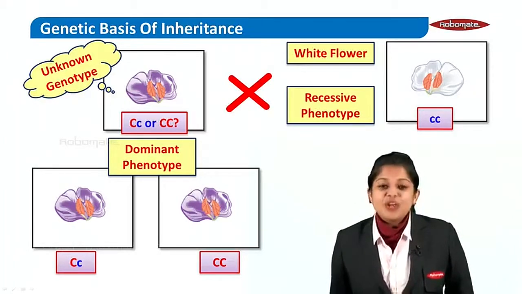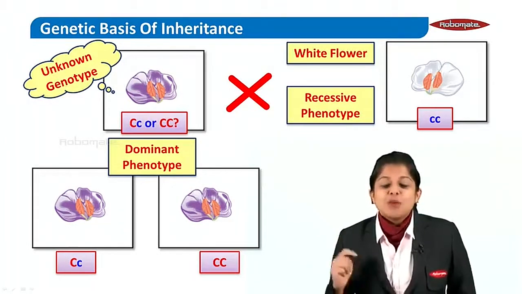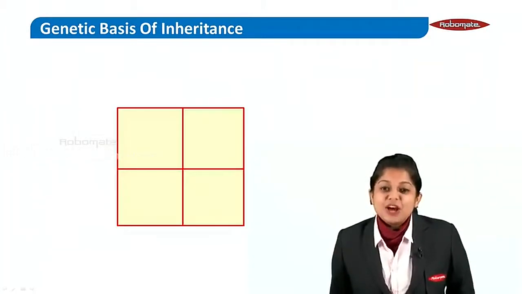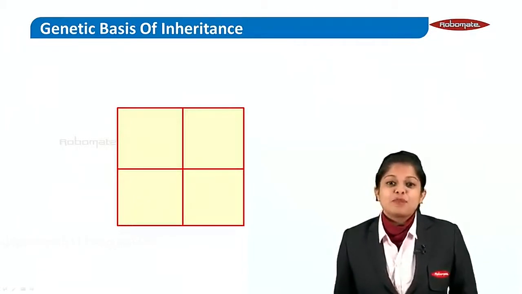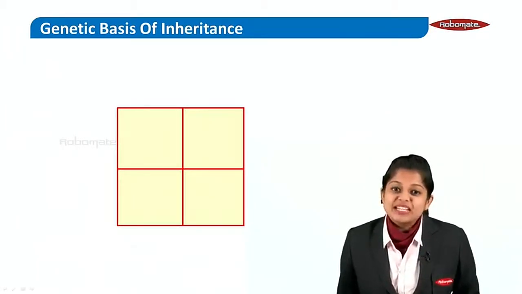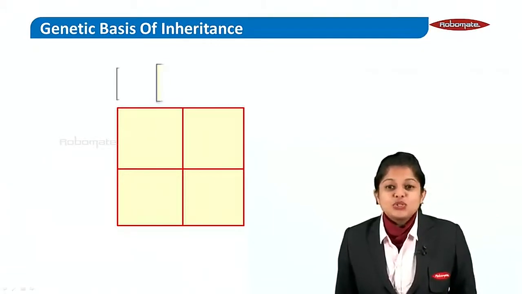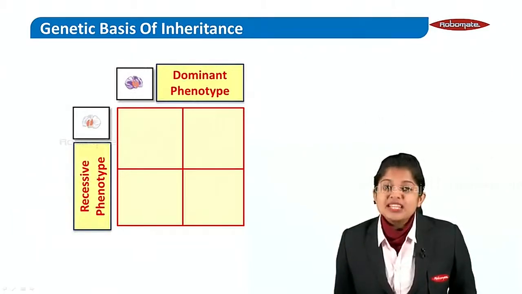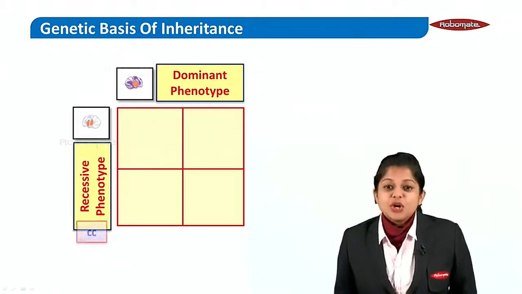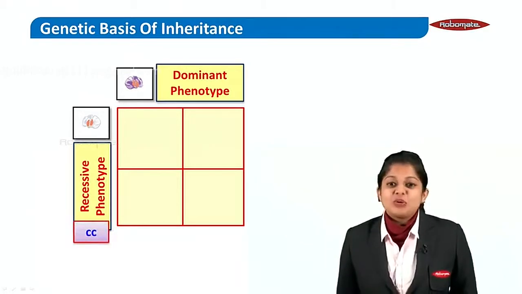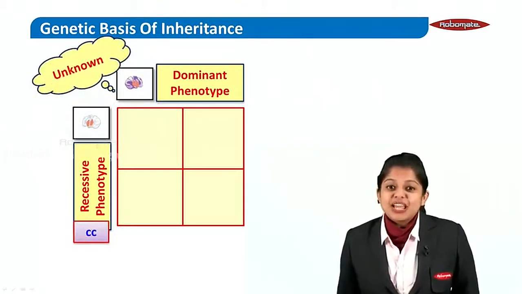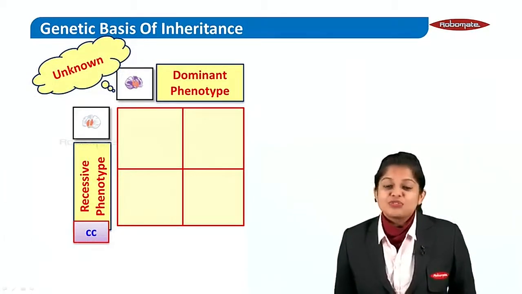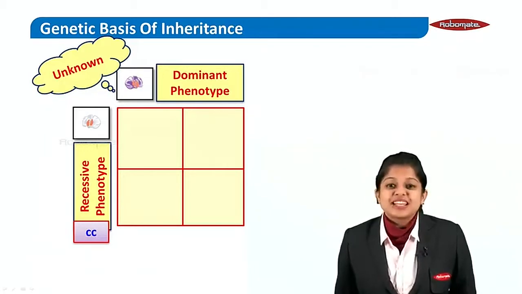And for that, I'm going to bring about a cross between the dominant phenotype and the recessive phenotype. We are going to study this with the help of a Punnett square as we've already done in our prior modules. So students, as I said, I'm crossing a dominant phenotype with a recessive phenotype whose genotype is already known to me, whereas the genotype of the dominant phenotype is unknown, and that is exactly what we are going to find here with the help of this test cross.